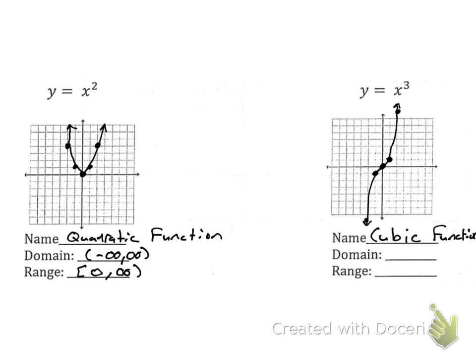What would the domain be there? All real numbers. It goes to the left forever and the right forever. What would our range be? All real numbers. It goes up forever and down forever. We've got two more functions.